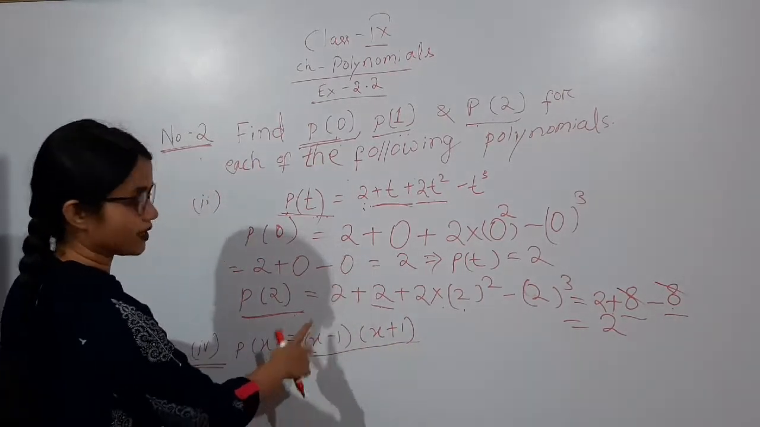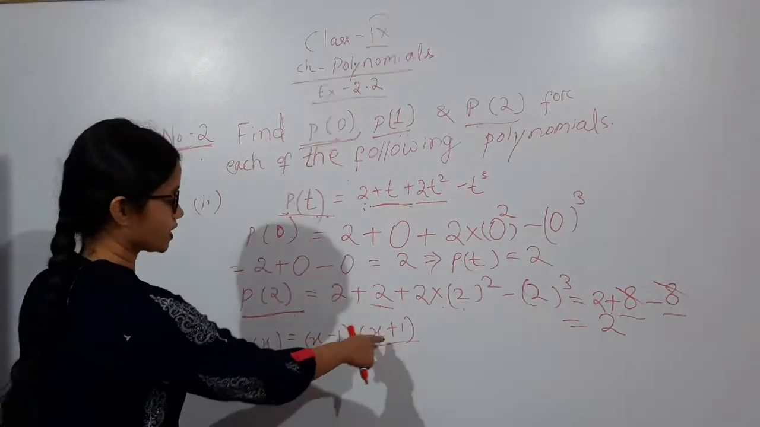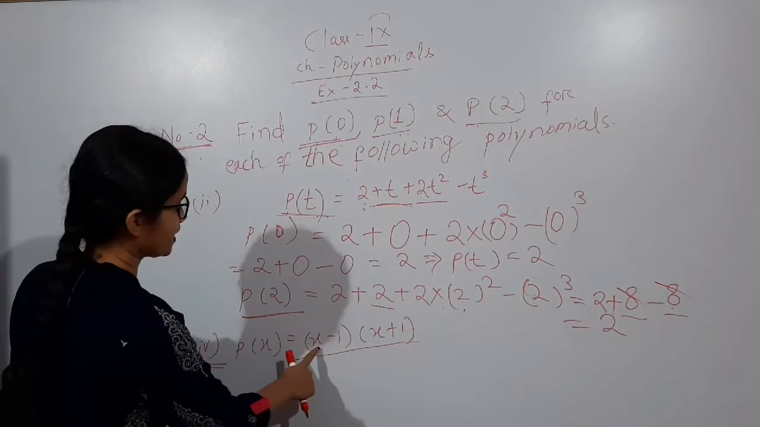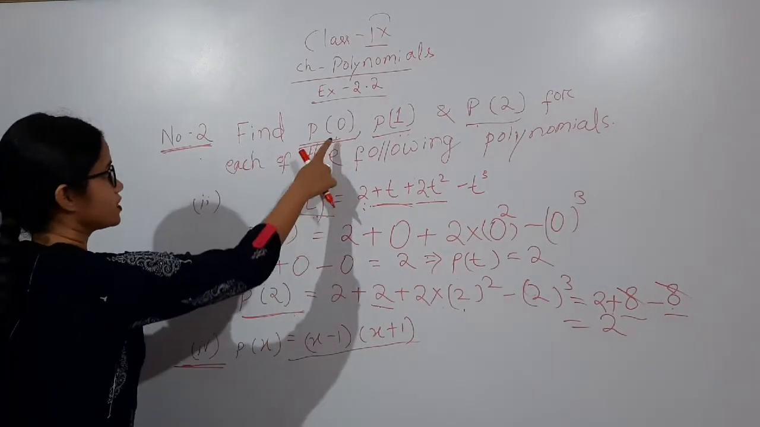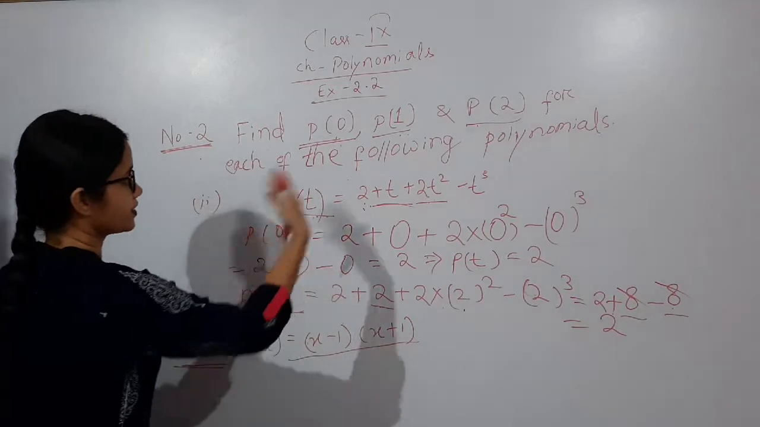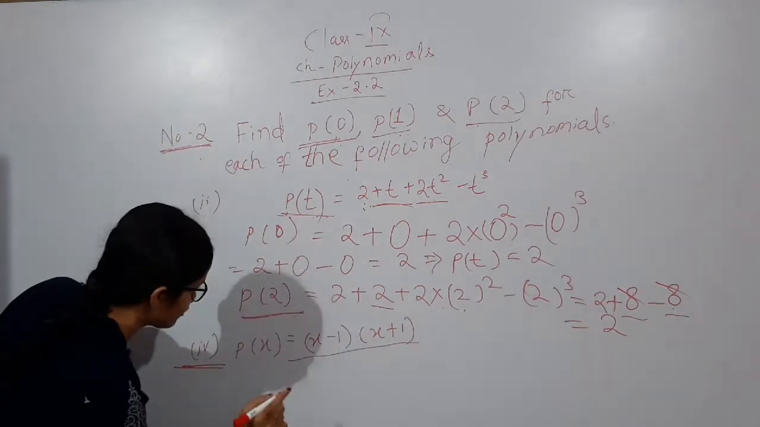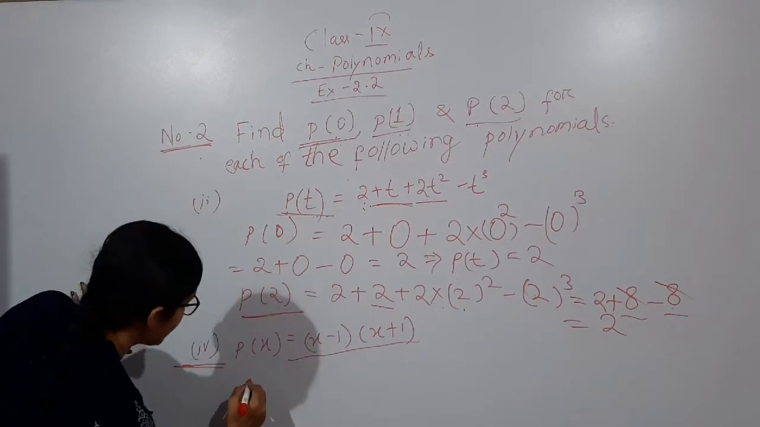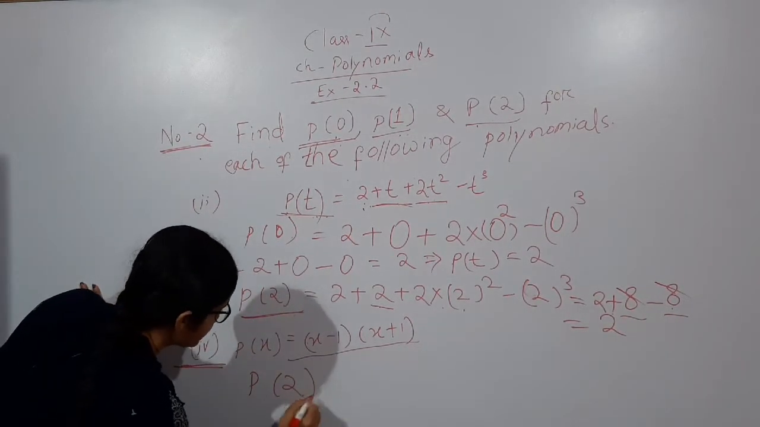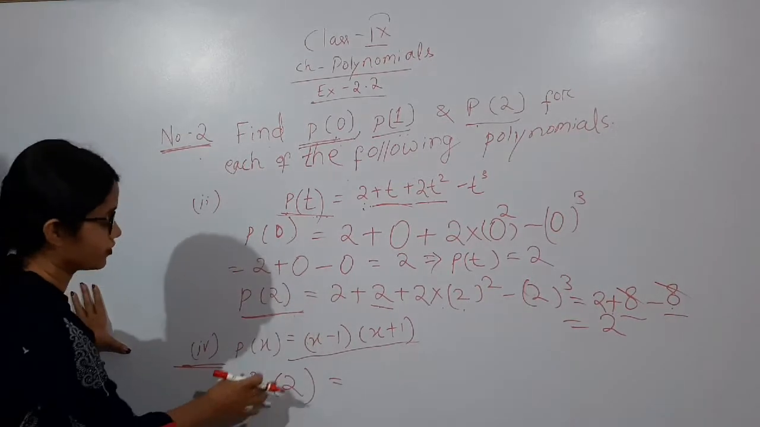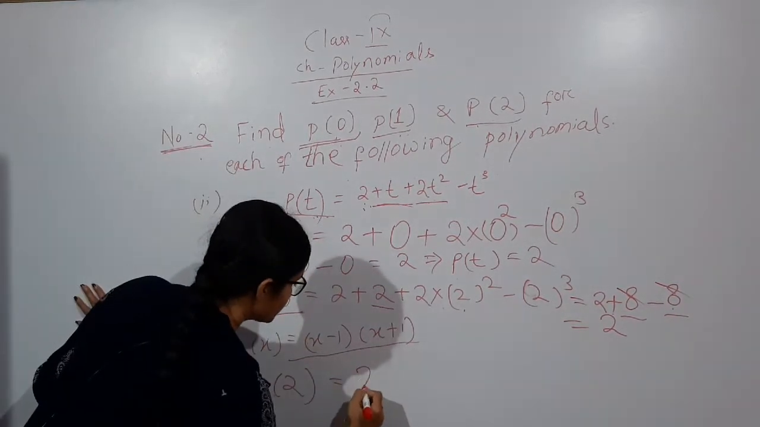This is the polynomial (x minus 1) into (x plus 1). So in every place of x you have to put 0 for the first answer. Then in the next one you have to put 1, and in the third one you have to put 2. Okay, I will do one. So I will find out P(2). It means here in the place of x you have to put 2.